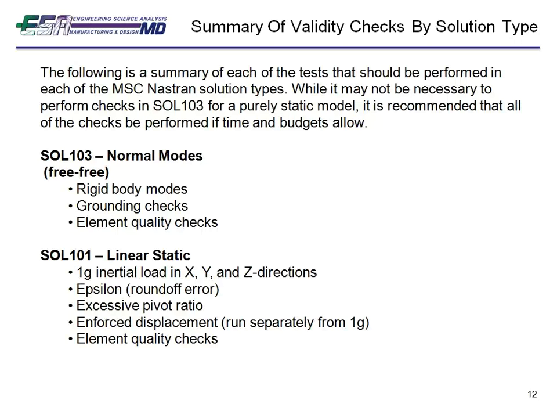Checks within Solution 103, which is normal modes: you want to run the model as free, and you want to check the rigid body modes of the model, as well as the grounding checks and element quality checks, which are turned on by default. In Solution 101, which is linear static, you want to run 1G inertial loads in the X, Y, and Z directions, and force displacements, which are run separately from 1G. And in these runs, you want to check the epsilon, which is the round-off error, the excessive pivot ratio, and ensure that your elements are passing the element quality checks.